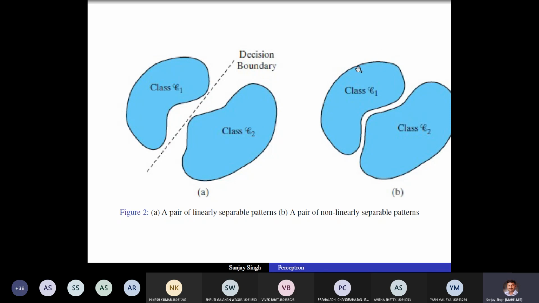However, if you have something like this, there is an overlap, because this part is slightly overlapping in this particular zone and this part is in this. So I cannot draw a straight line boundary here. This kind of problem is called a non-linearly separable pattern. The examples which I used on the board were very simple. In reality, most of the time this kind of thing happens in a non-linear fashion only.